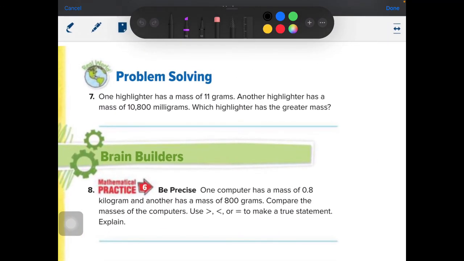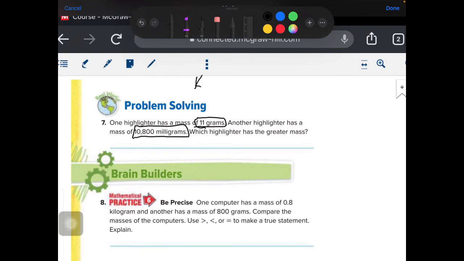Okay, number 7. One highlighter has a mass of 11 grams. Another highlighter has a mass of 10,800 milligrams. Which highlighter has the greatest mass? Well, to compare, we have to convert them both to the smallest. So here's our King Henry died grumpily drinking chocolate milk. So we have 11 grams, and then we have 10,800 milligrams. Let's convert them both to milligrams because milligrams is the smallest unit.